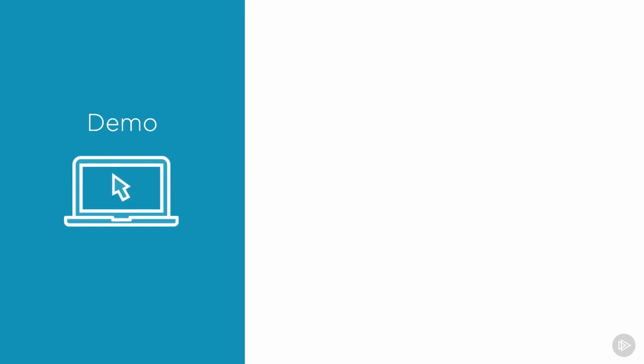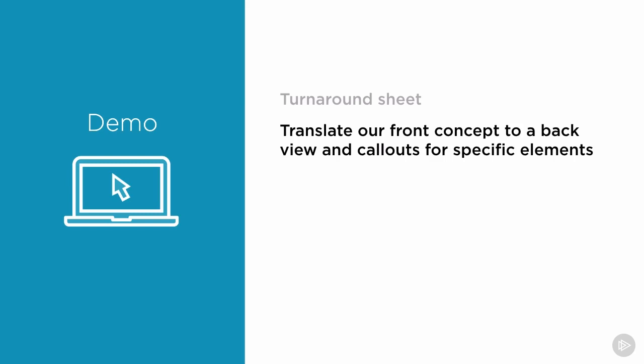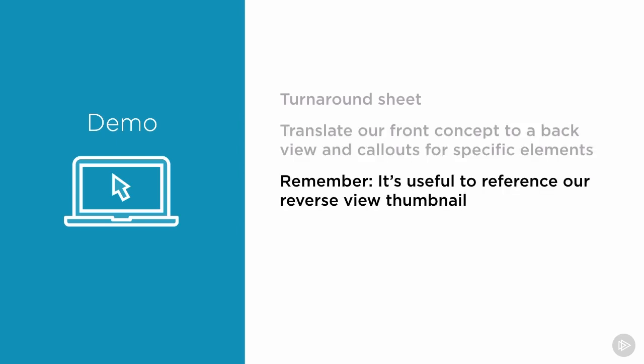At this point, we have covered what a turnaround sheet is and the key elements we need to show, including a front and back view, a side view if necessary, as well as any important callout elements. Keep in mind that we have already explored a small thumbnail version of the back of our character design. Make sure you reference it regularly to keep the design consistent through the whole process. So let's dig in.